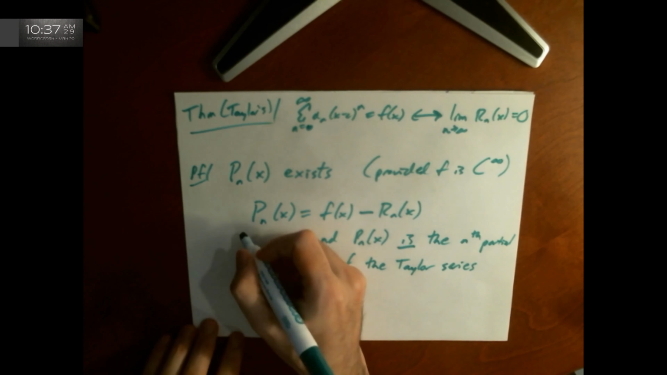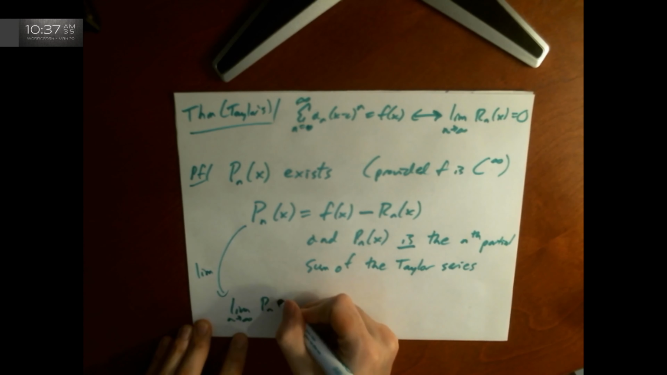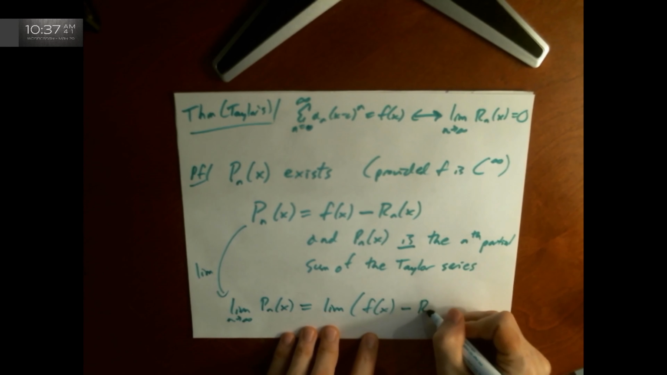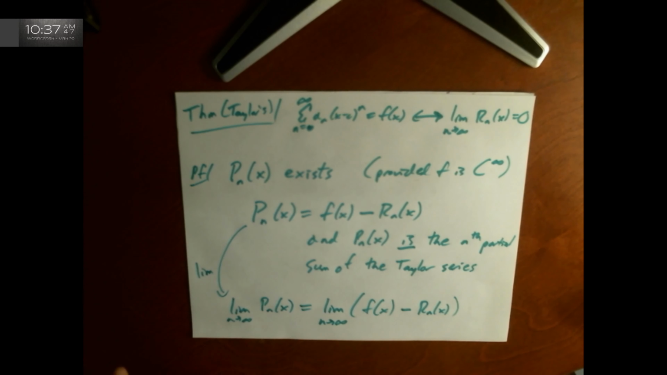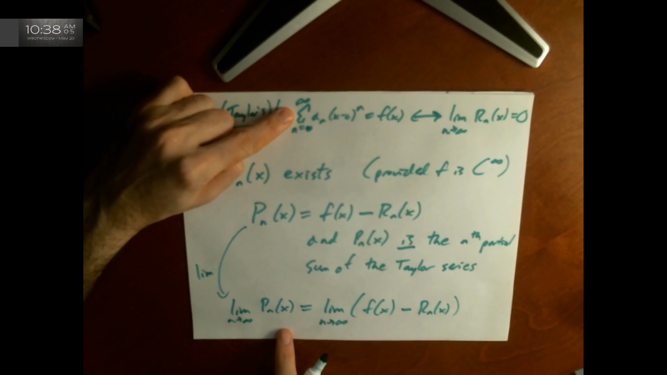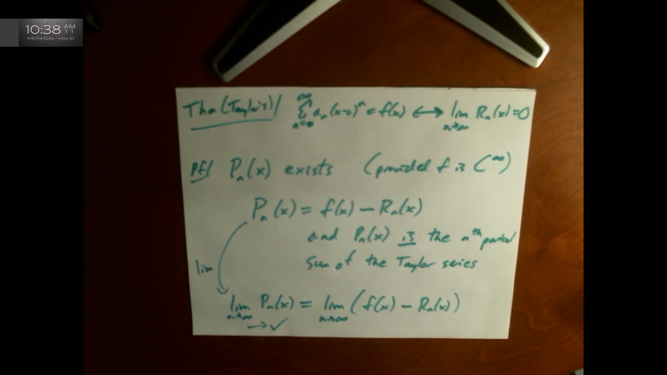So let's take a limit of both sides. We have a limit as n goes to infinity of the nth Taylor polynomial is equal to a limit of f of x minus r sub n of x, again, as n goes to infinity. Well, oh, I still want green. The limit of partial sums is by definition the infinite series. So, if I assume the left-hand side, that my infinite series converges to f, then this bit exists, right? So for the left-hand direction, we're good right there.